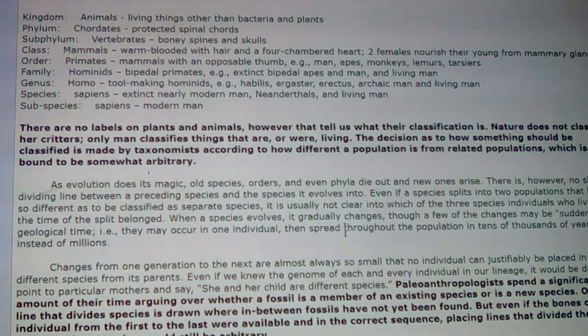Changes from one generation to the next are almost always so small that no individual can justifiably be placed in a different species from its parents. So as these things happen, it takes a few things to add up to the point where somebody's going to go, yeah, it's different enough, this whale's a little more humpbacked. But until they got that hump really going, there wasn't a lot of difference between that and a right whale, say, or something. You get the idea.